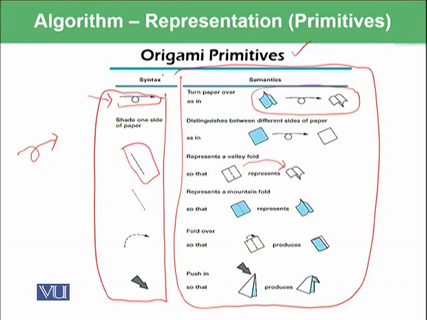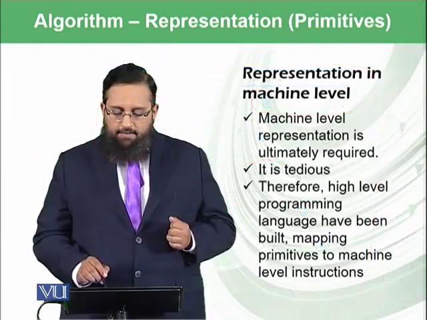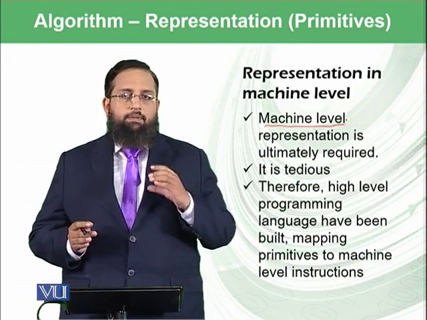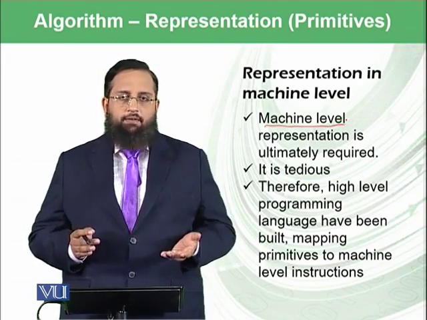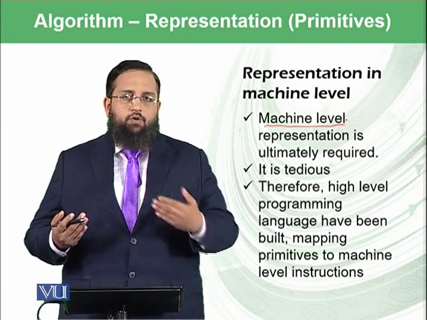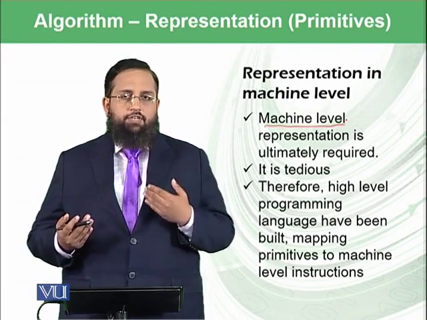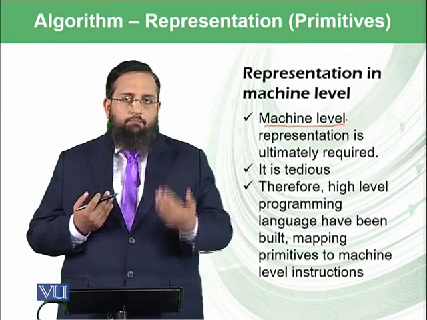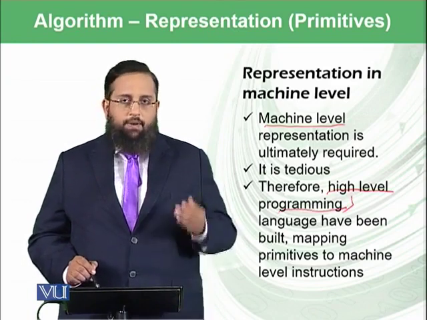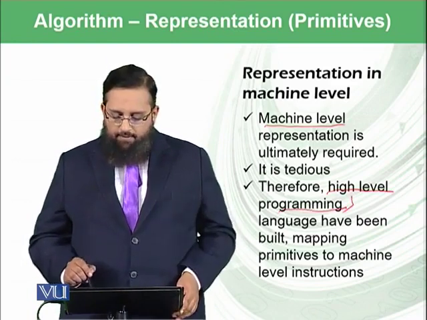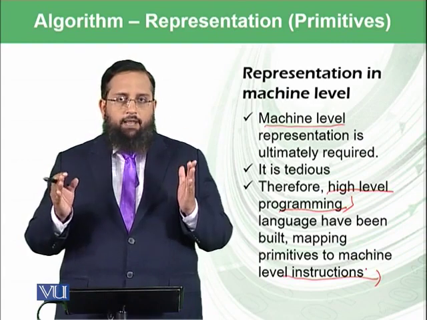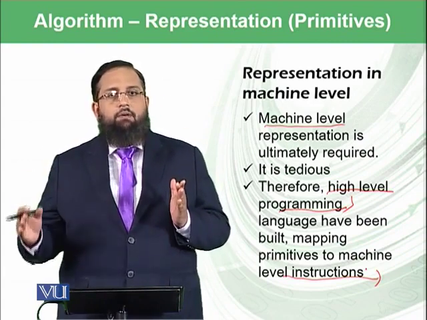So our ultimate objective is the representation at machine level. You know that we want to actually represent each step at a machine level, because a computer only understands the language of 0 and 1. However, it is tedious to convert each of the instructions by ourselves into machine code. So we have defined high level programming languages which have primitives and a set of rules that have been built. Mapping primitives to machine level instructions is the next step. So we have a high level language, and then the high level language is converted into machine level language.